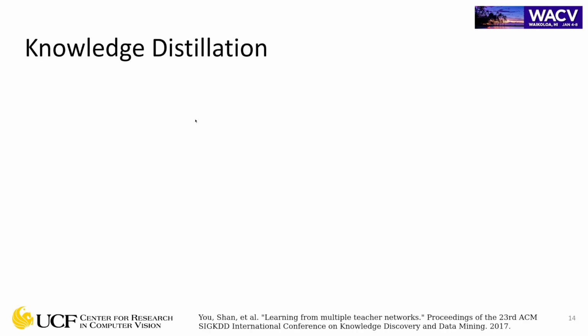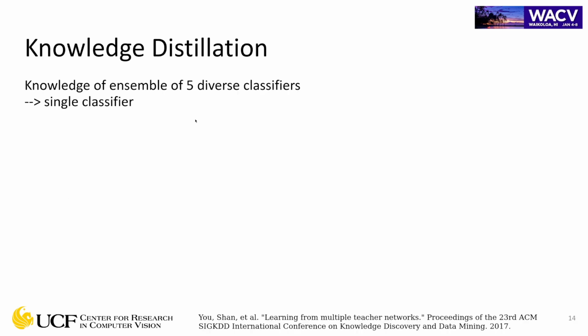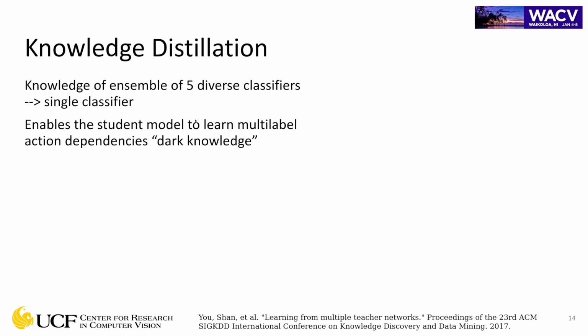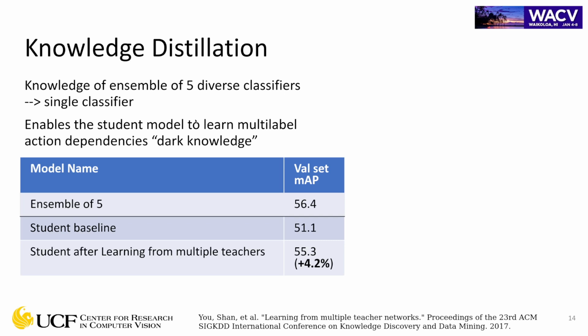We use knowledge distillation, using 5 diverse teacher classifiers distilled into one student classifier, to teach the student multi-label action dependencies using what is referred to as dark knowledge in the literature. While the full model ensemble has a baseline of 0.564 MAP, we can distill it into a single classifier that achieves near identical performance, more than 4% better than training the student normally.